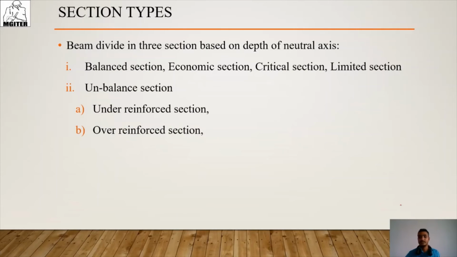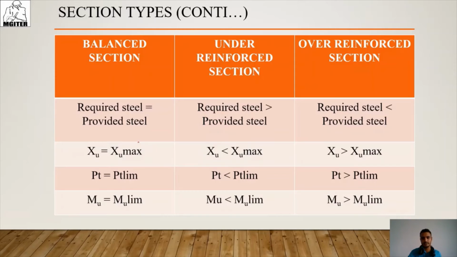Here are the section types. What is a section type? We divide a beam based on the depth of the neutral axis. We have three types of section: one is the balanced section, the second is the under reinforced section, and the third is the over reinforced section. We are going to understand these three types of section.